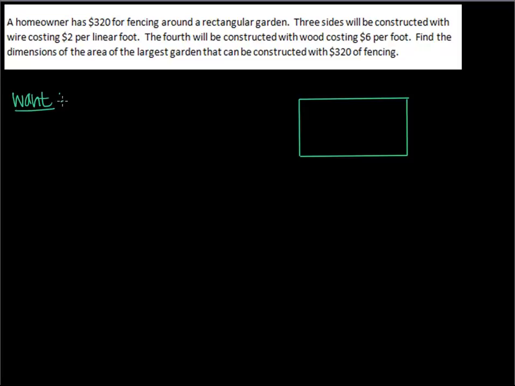Okay, what do we want? We want the maximum area, right? Look at this. Find the dimensions of the area of the largest garden. So what do I want to maximize? I want to maximize area. Let's assign variables. Now, I'm going to let this be x. Actually, I don't want to get too crazy. I'm going to let this be y just because it's up and down, and it doesn't matter.